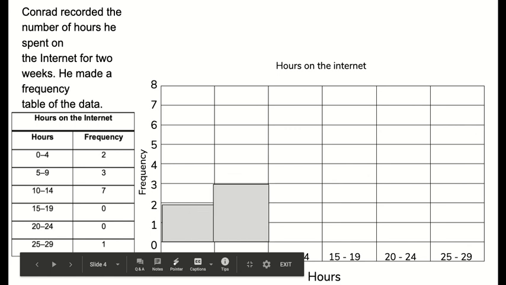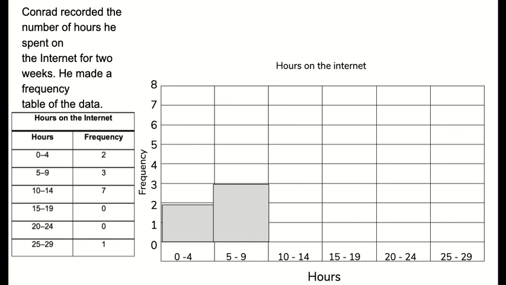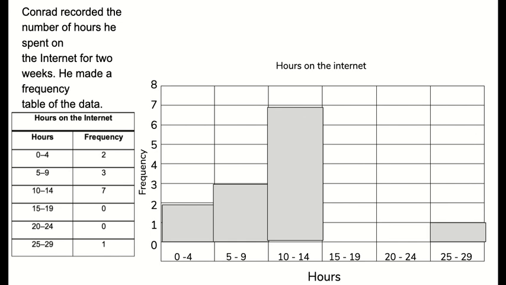I can do the same thing. On 3 days, he spent between 5 and 9 hours on the internet. On 7 days, he spent between 10 and 14 hours on the internet. There's no data in the next 2 columns, but there is one day where he spent between 25 and 29 hours. All right, that is what we need to know about histograms for our practice.